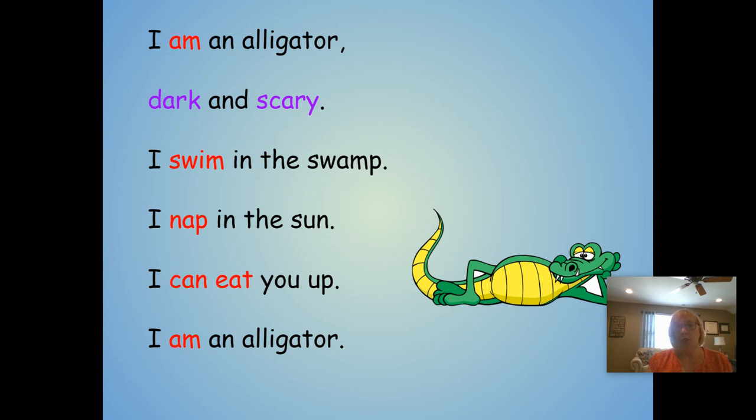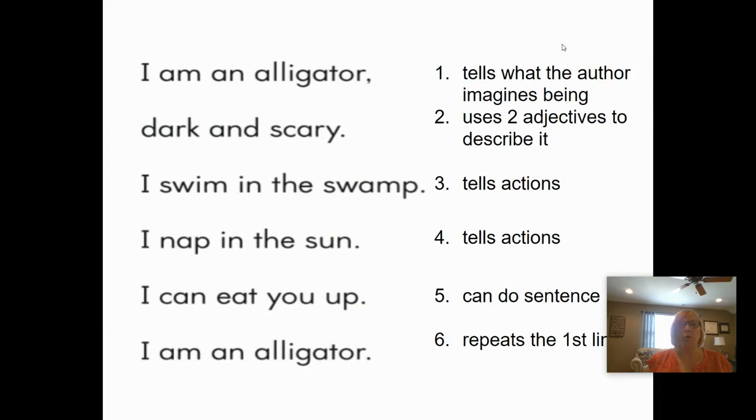The red words are verbs. And the two purple words are adjectives, and they describe, that's right, the alligator. Now, I'm also going to point out some things to you about the sentences. After this line here, you see a comma. Everywhere else, you're going to see a period. And we'll talk more on this slide about the parts.